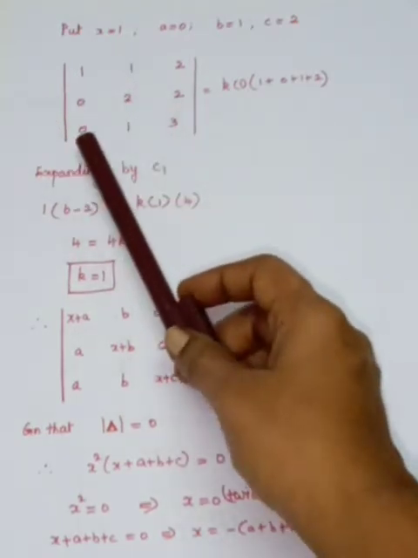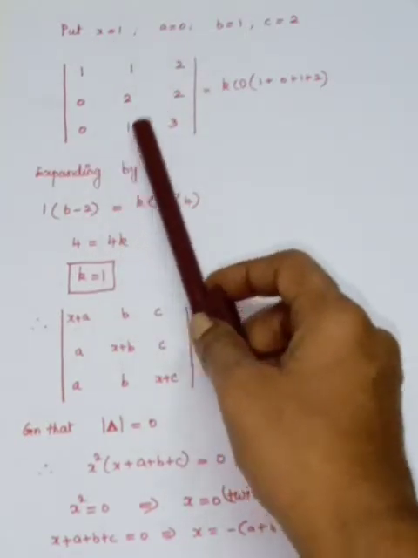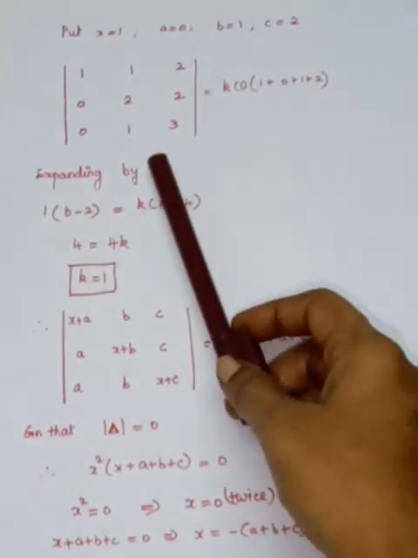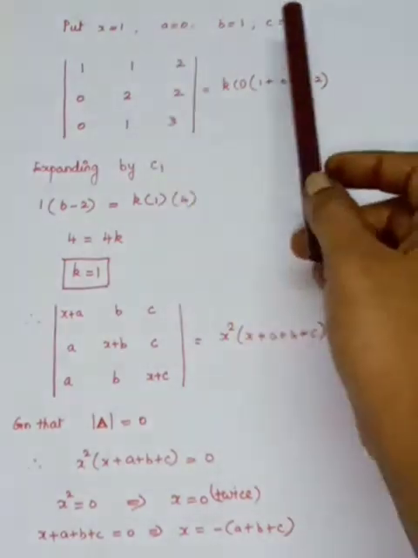Next row. So that is in the place of a, you have to substitute 0. Next, here you are having b. So b is equal to 1. And c, x plus c. So x is 1 and your c is 2. So 1 plus 2 is 3.